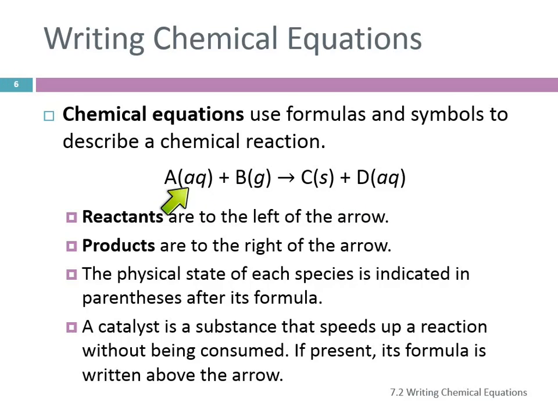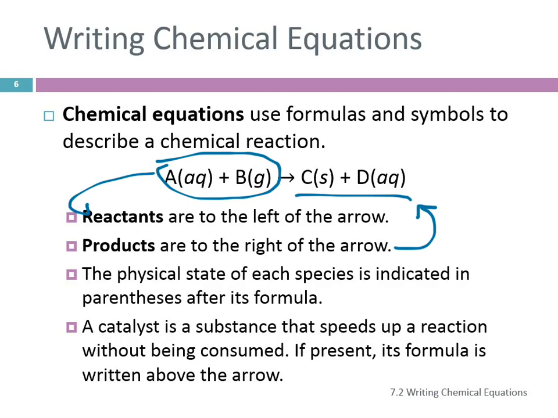So on the left side, these are the reactants. They react to produce the products. So the products are over on the right side. We need to be able to identify the reactants and the products. The reactants react to produce the products.